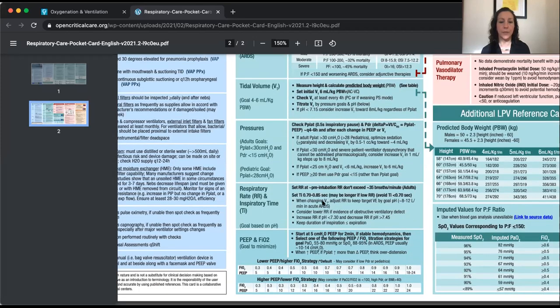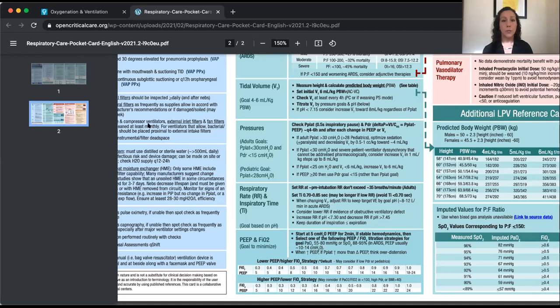Respiratory rate is really to help you with your pH, okay? We want to get rid of CO2 to optimize our pH for all those reasons we talked about, the enzymatic processes. And then PEEP and FiO2 are the two parameters that you use to improve oxygenation. So you can use this table to titrate up or titrate down your FiO2 and PEEP, okay?